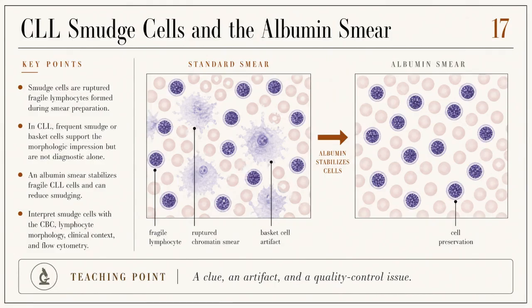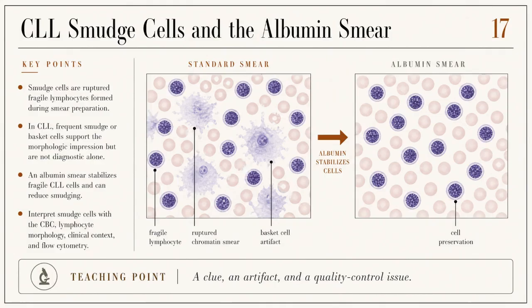This is where the albumin smear technique becomes invaluable. By mixing a small volume of albumin with the blood sample prior to smear preparation, the albumin acts as a protective medium that stabilizes the lymphocytes. This reduces cellular rupture during the spreading process, resulting in fewer smudge cells and better preservation of cellular morphology.